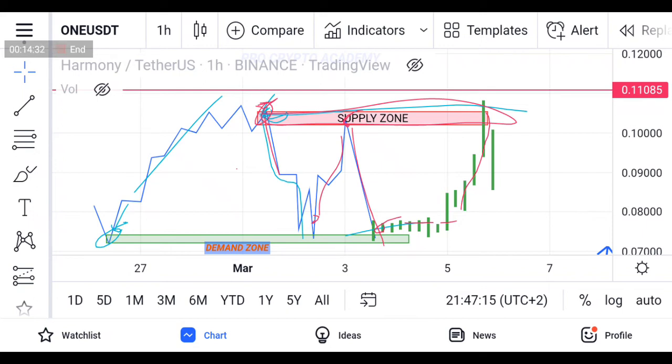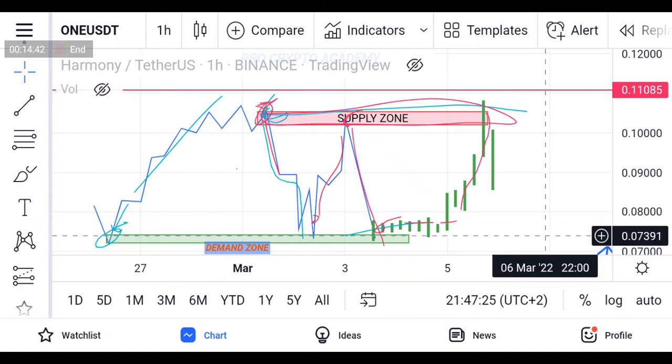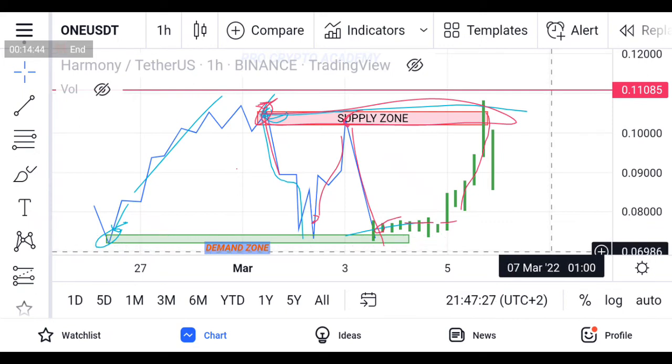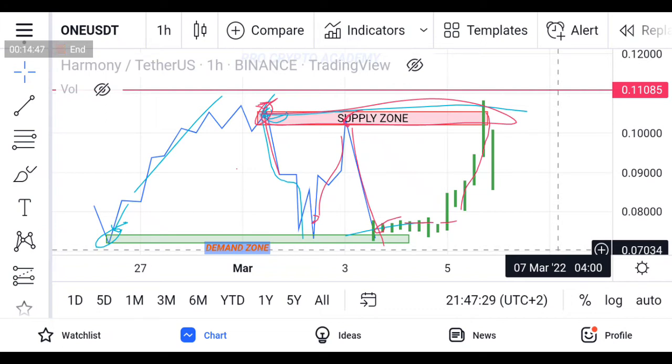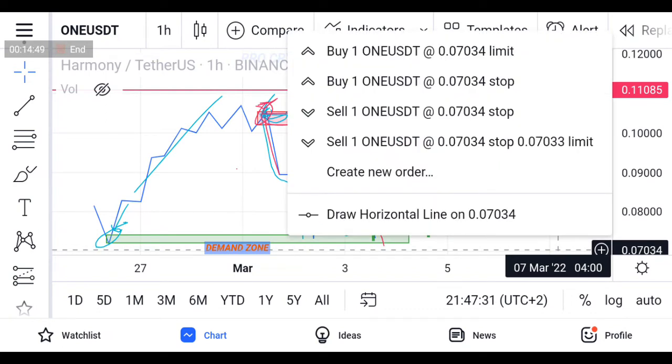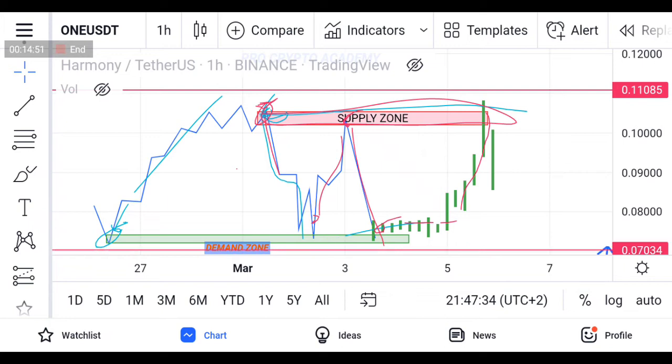So in this case, on the demand zone, where do you want to set your stop loss once you've taken your buy entry? You just set your stop loss slightly below your zone. That means somewhere around here you set your stop loss. And again guys, there's nothing wrong with the coin hitting your stop loss, right?